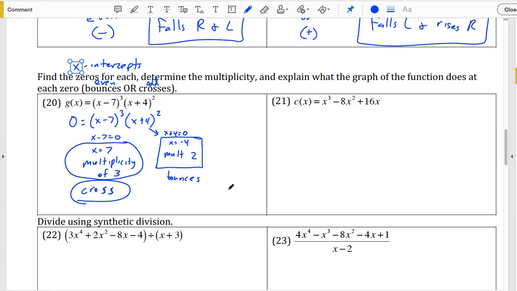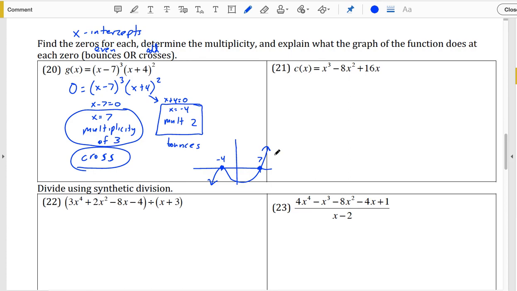Essentially what that means, if we were putting this together on a graph, if we had at x equals 7 an odd multiplicity, it means it would cross the axis there. But at x equals -4 here, it would bounce. So maybe it might look like this, where it bounces off and then it crosses there. It might look something like that. Again, we don't have the end behavior of this one, so we don't know, but that's what it might look like from this perspective.